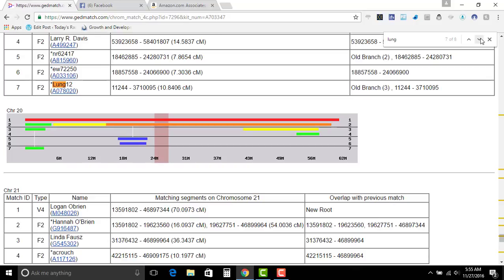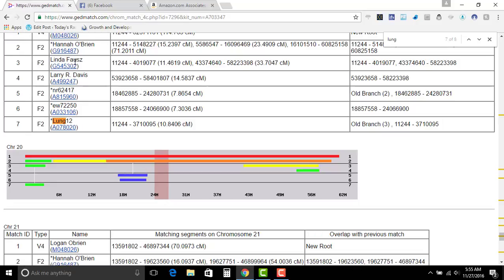Well, let's see here. My aunt is number 3 right here. Long is number 7. They match. Then my aunt is right here, and the number 4 is another match. See, this is a different name.